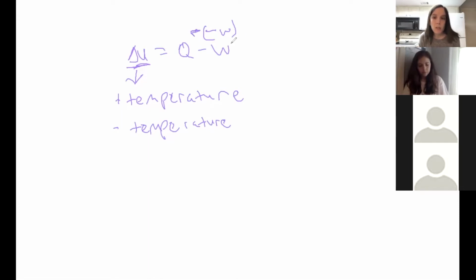Does that make sense? Yeah, so basically, if the object is doing work, work is going from the object, and that's why it's negative. Very good. Yeah, exactly right. And if the object does work, it loses energy and it cools down. If you do work on the object, it heats up.